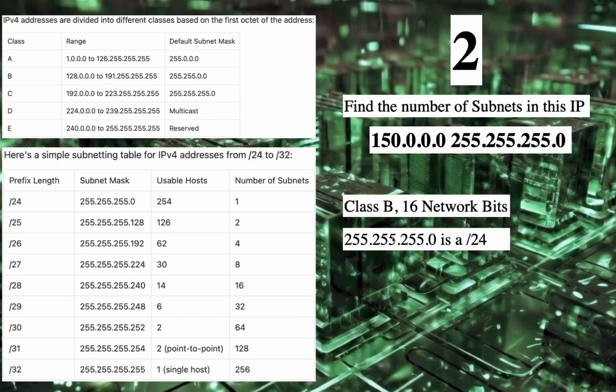Furthermore, we can see 255.255.255.0 is a /24. So remember, for finding the subnets, our equation is 2 to the power of borrowed bits. To get to 24 from 16, we're going to need 8 bits. So you take 24 minus 16, so we get 8 bits, and then we take 2 to the power of 8, which equals 256 subnets.